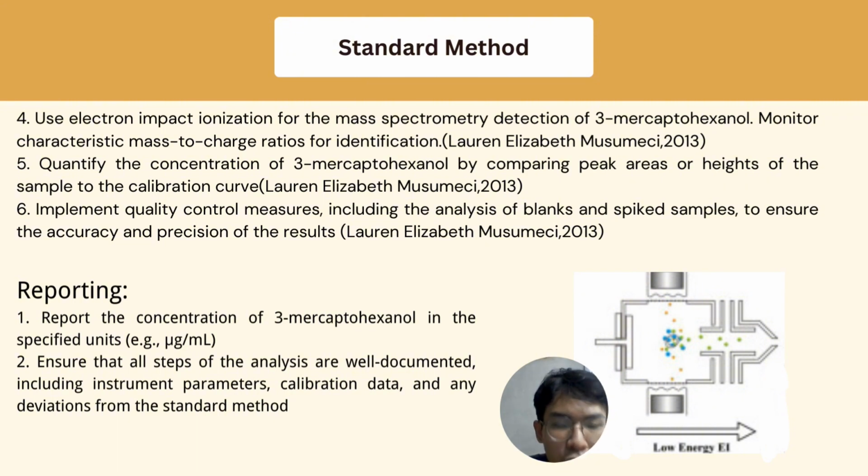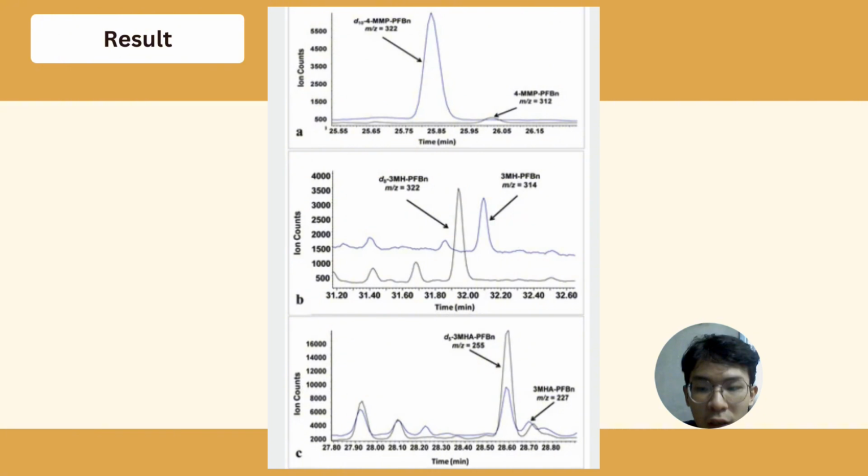Report the concentration of 3-methylhexanol in specified units. Next, ensure that all steps of the analysis are well documented, including instrument parameters, calibration data, and any deviation from the standard method. Here is shown the result of how the 3-methylhexanol concentration in white wine should be analyzed. The peak areas of those phenolic compounds should be analyzed according to the peak area.